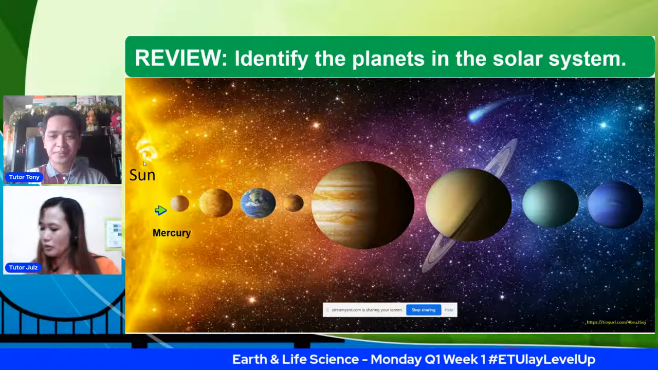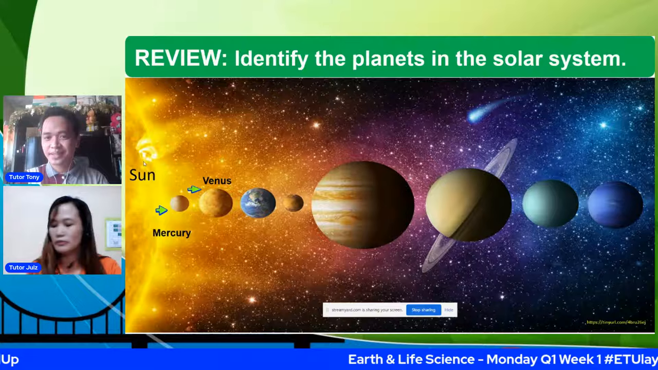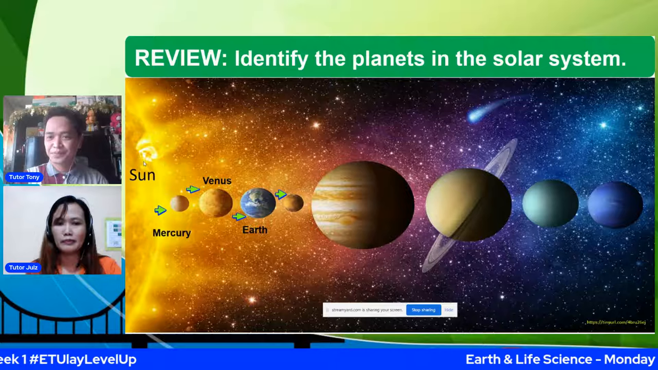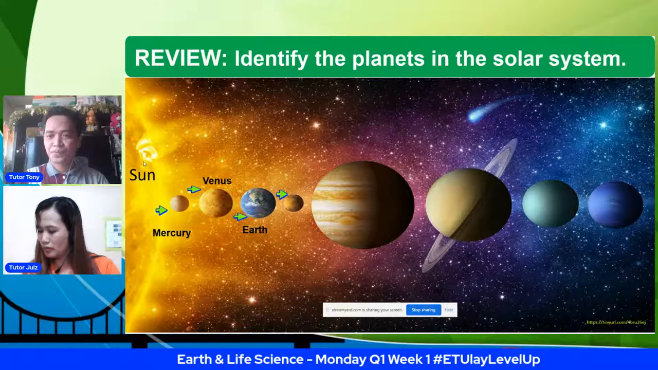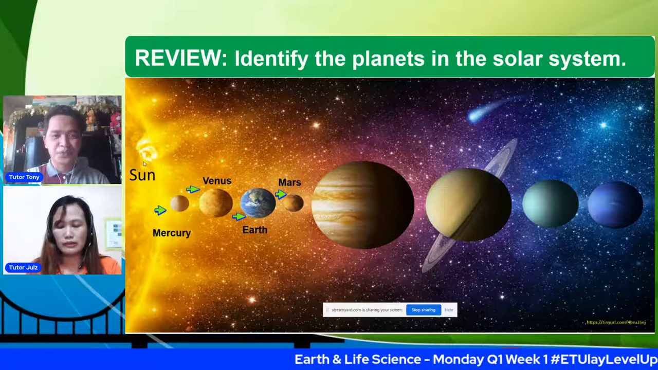All right, so we have Mercury, followed by the hottest planet, Venus. Okay, we have Venus. And of course, our beloved planet, the Earth. After Earth, we have the red planet. We have Mars.